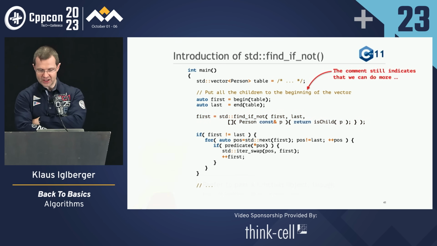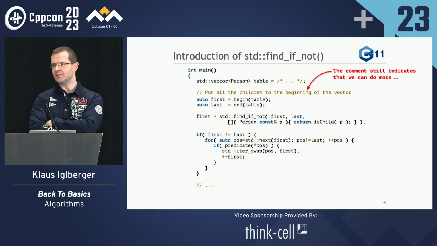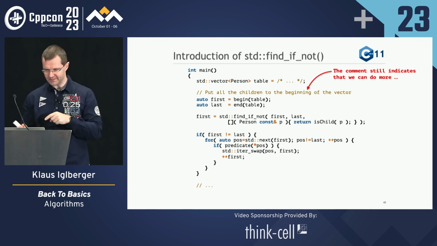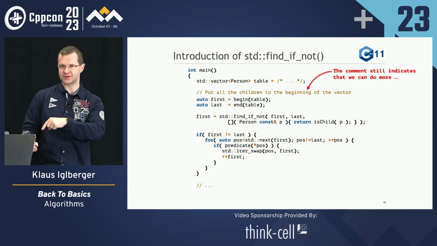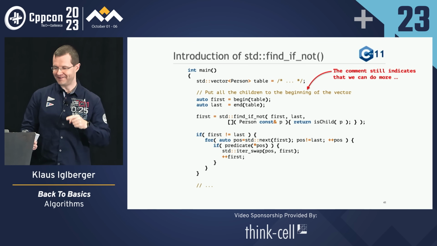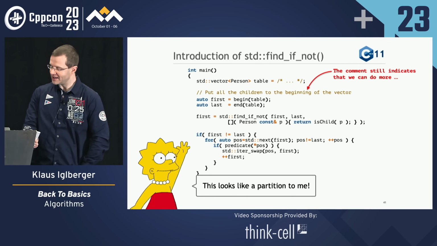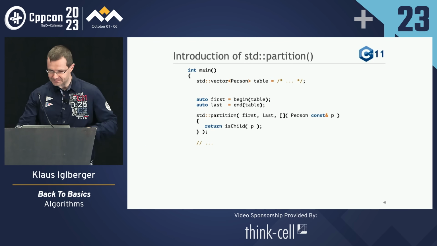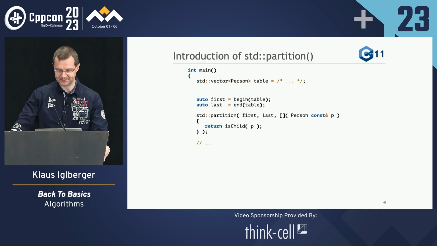But essentially, we are not there yet. It still is quite a block of code, and the comment still indicates that it can do better. This entire construct here is just to put all the children at the beginning and all the other persons at the end. And yes, that's another algorithm. That looks like a partition. And it really is. So instead of doing all of this stuff manually, we just call partition.